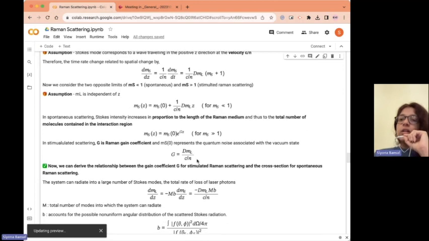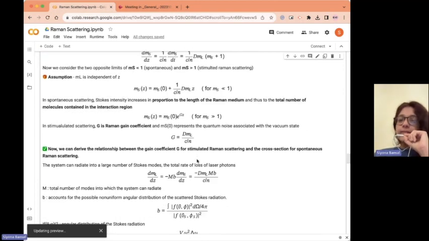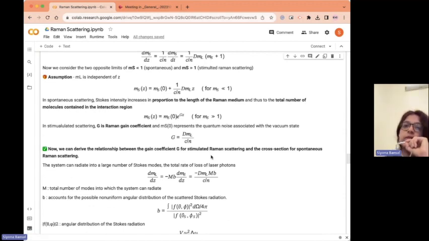Now we take two opposite limits, one for spontaneous and one for stimulated, which is Ms, the mean number of photons in the Stokes mode, very much less than 1, and the mean number of photons in the Stokes mode very much greater than 1.